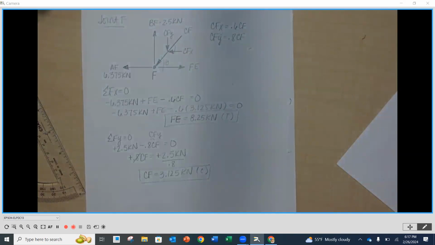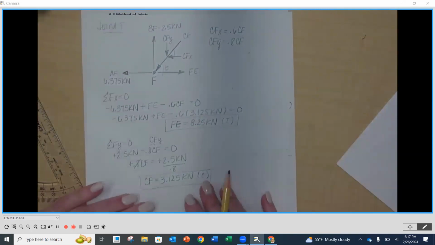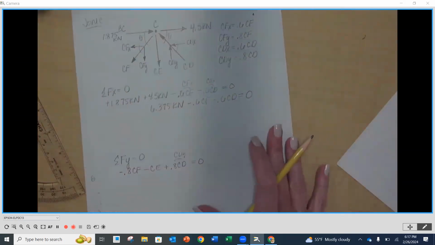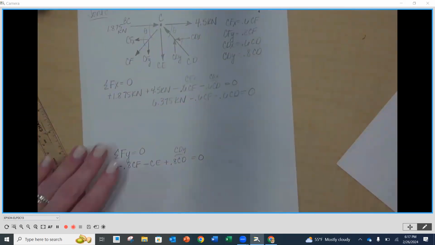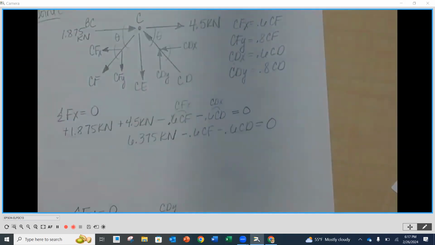Okay, so now that we know CF, we can take that back to joint C, right? Now, we know CF to be 3.125 in compression, okay? So we're going to go back to our joint C, where we had to stop. Now, let's look at our free body diagram first. When we drew it originally, we drew it in tension. It's not in tension, is it? We confirmed that it is in compression.